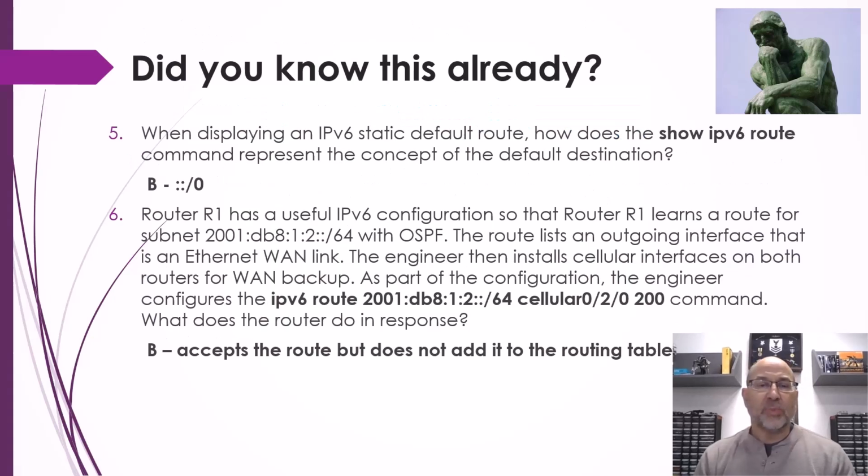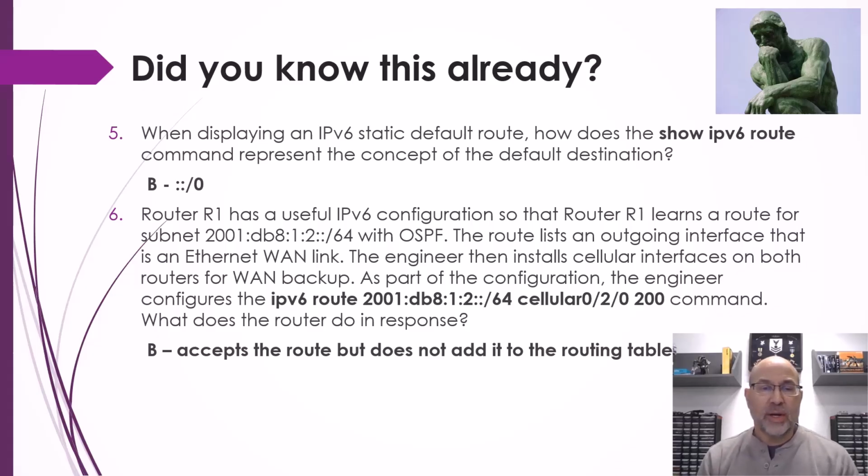Question number 5: when displaying an IPv6 static default route, how does the show ipv6 route command represent the concept of a default destination? Well, we just saw this both on the slide and in the demo: ::/0.